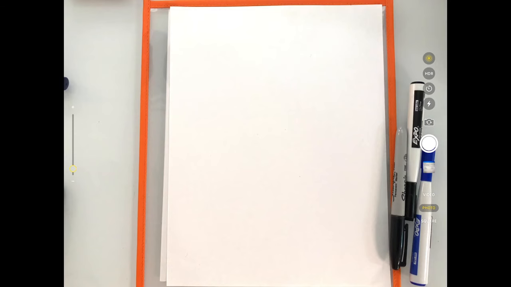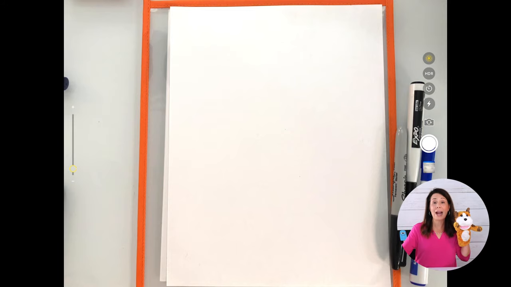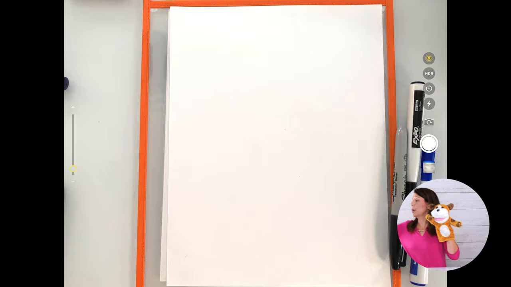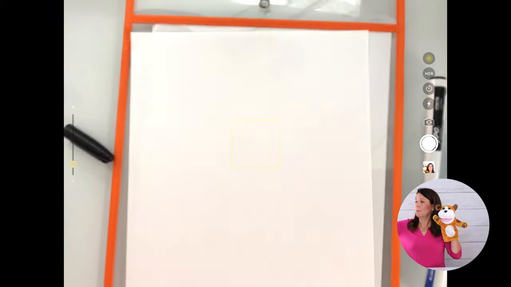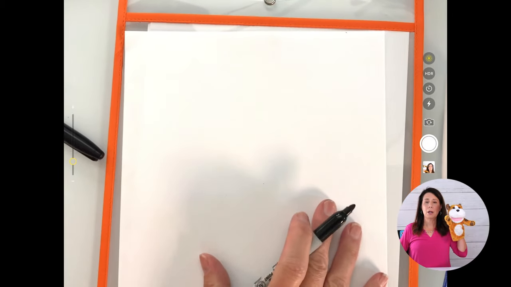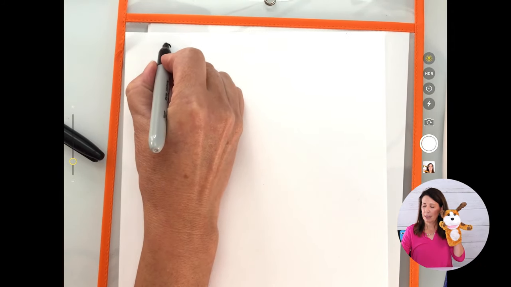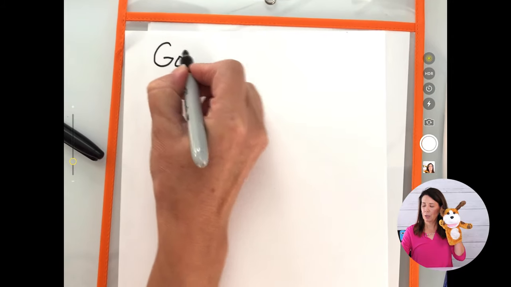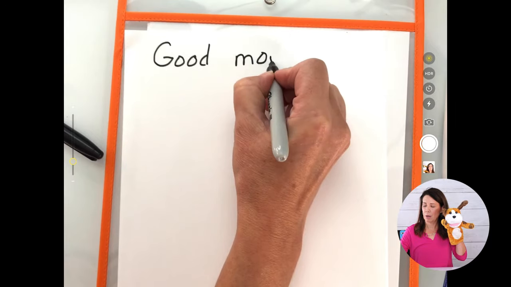Mrs. K is going to bring up the morning message paper, and you all know what to do. We've done morning message before. Let's go ahead and write it, and as I write it, I want you reading it, okay? So let's go ahead and do that. Let Miss K make that bigger. Here we go. Are you ready? Okay. Good morning.